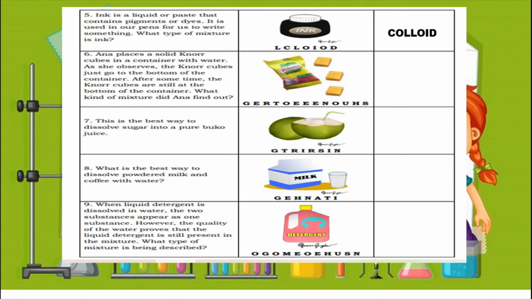Number 6. Anna places a solid Knorr cubes in a container with water. As she observes, the Knorr cubes just go to the bottom of the container. After some time, the Knorr cubes are still at the bottom of the container. What kind of mixture did Anna find out? The answer is heterogeneous.